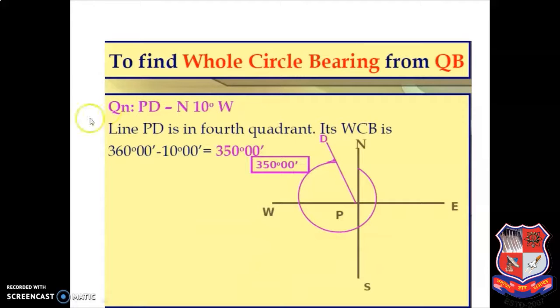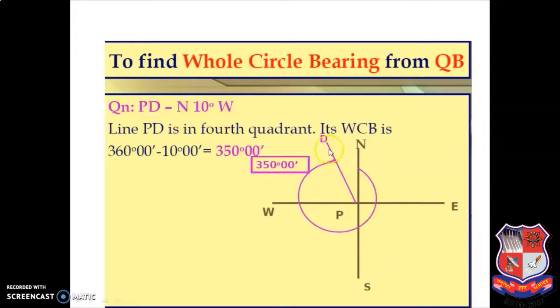Take the fourth example. RB is given, line PD, north 10 degree west. You have to calculate WCB. So it is in the fourth quadrant. You can see this is my fourth quadrant. I have shown my line also.